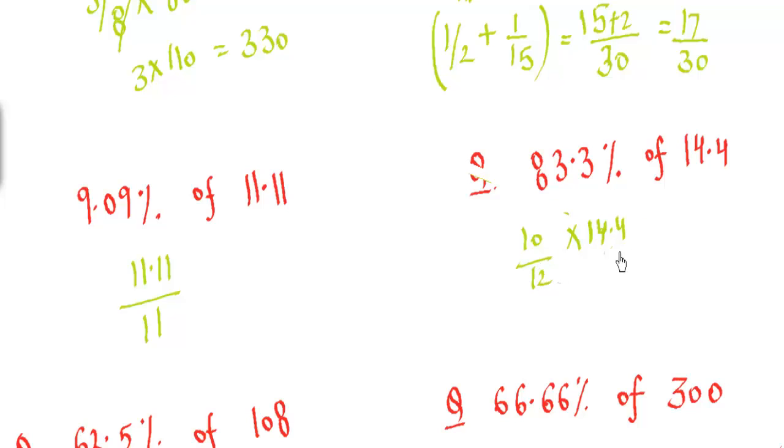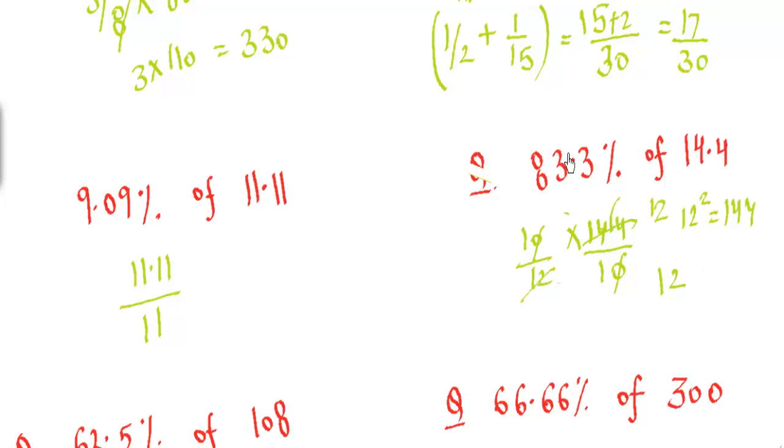So 10 by 12 into 14.4, and I know the square of 12 is 144. So here what I can do is remove the decimal and cut it, and my answer will be 12.